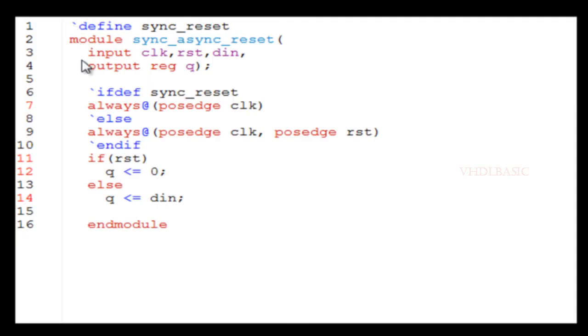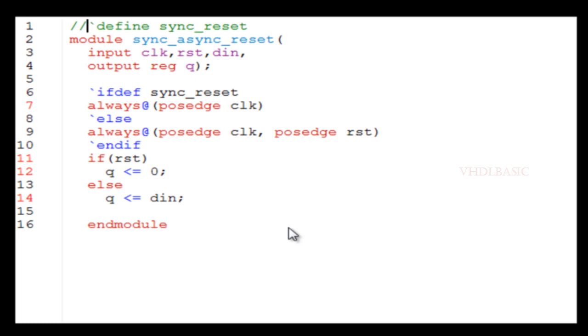Now I am going to comment out that tick define sync reset. So the condition we are checking in line number 6 will fail, so it will go to the else statement. In the else statement, in the sensitive list, I am having the positive edge of reset. So then this circuit will work as an asynchronous reset. Whenever the reset is going high, it will have an impact immediately, independent of the clock actually.